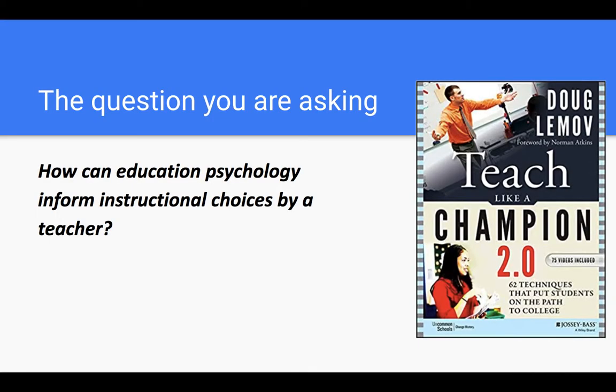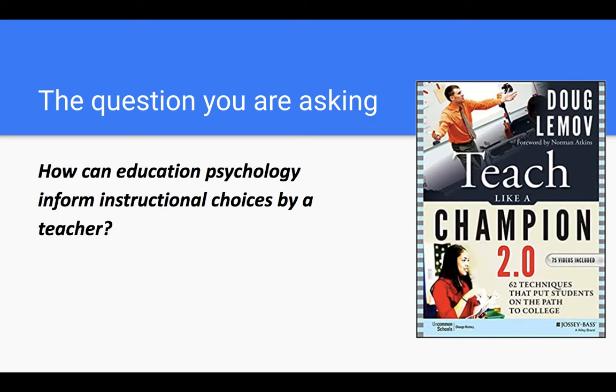So the first thing I want to do is remind you that this is actually going to be about the book. You can see the book right there by Doug Lemov called Teach Like a Champion 2.0, 62 Techniques that Put Students on the Path to College. And what you're going to be asking is how can educational psychology inform instructional choices by the teacher?